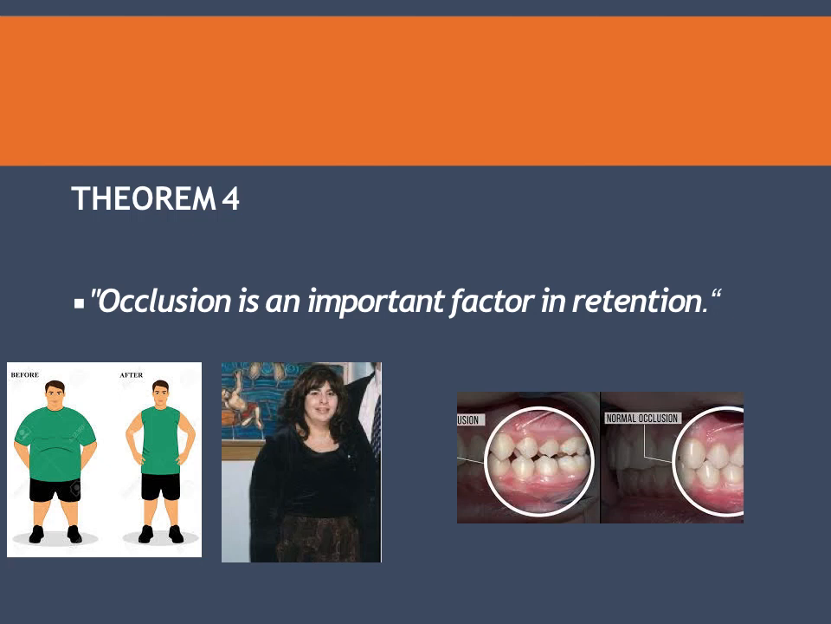So occlusion is an important factor in retention. This also goes in line with one of the schools of retention which I told you, where occlusion has been given special emphasis, which makes a lot of sense, especially for the posteriors. So we move on to theorem 5.